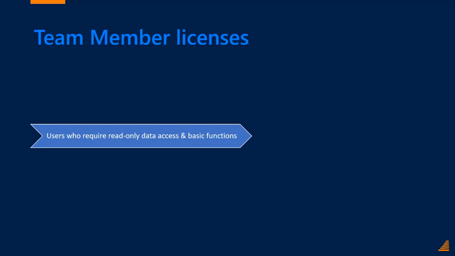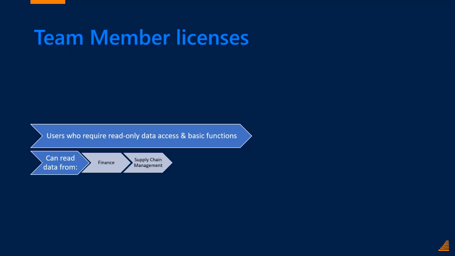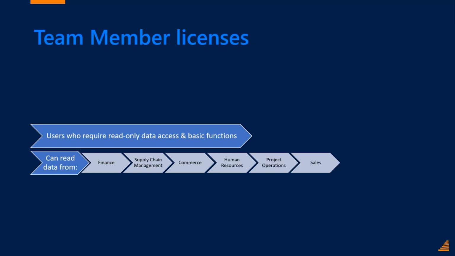So team member licenses, really it's users who need read access to the data, so that they're not editing it, they're not changing it, but they do need to see it. And then certain basic functions, which I won't go into, but they are listed, so there is a way of finding out what those functions are. But team member licenses, they can read data from across Dynamics 365, so from finance, supply chain management, and through the various different Dynamics 365 areas. So from finance through HR, sales, customer service.